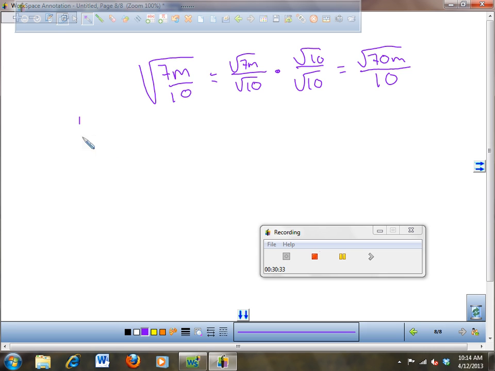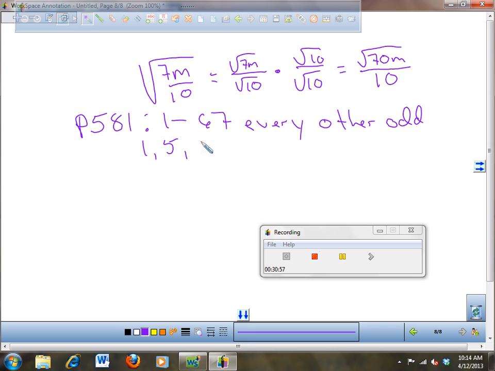Okay, so, page 581, 1 through 67. Don't whine and complain. Every other odd. That's only about 16 problems. It's not 67 problems. Every other odd. So what that means is 1 and 5 and 9 and what comes after that? 13, until you get to 67. So you get kind of a smattering of all the different problems. And I think the answers to these are in the back of the book, so you can check if you're doing them right. And that's the end.